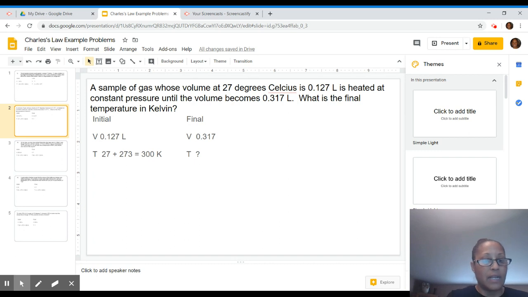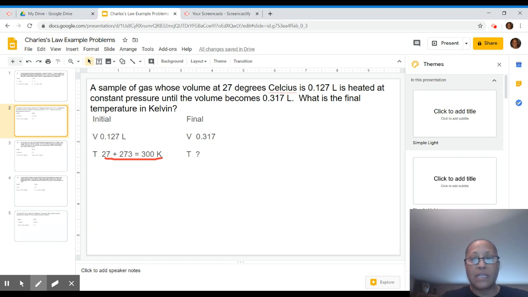In the next example, we have a sample of gas whose volume at 27 degrees Celsius is 0.127 liters. So those are my initial conditions. My volume is 0.127 liters, and my temperature is 27 degrees Celsius. I need to convert that to Kelvin. So 27 plus 273 equals 300 K.